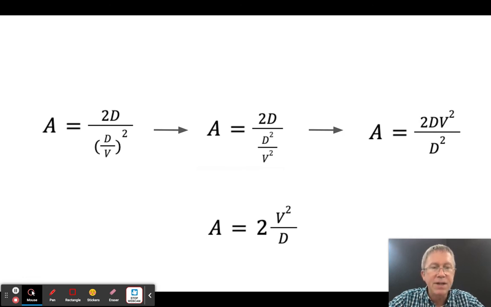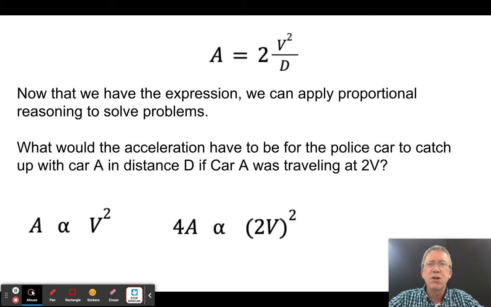This is a very common task in AP Physics. Now, why do it? Because now I can answer proportional reasoning questions, which would seem kind of hard to do had I not simplified it this way. So what if we asked, what would the acceleration be for the police car to catch up with car A in distance d if car A was traveling twice as fast, 2v?